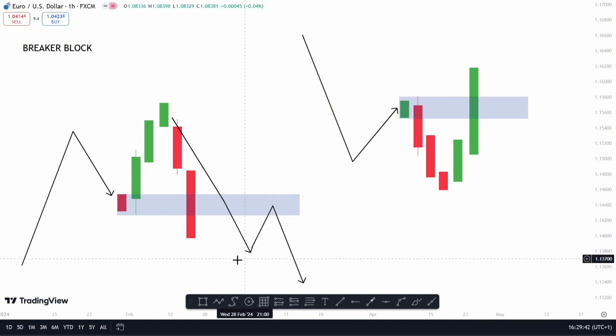It's that simple. Your support turns resistance, your resistance turns support. When it comes to SMC, your order block turns breaker block, just like that. I hope you get what I'm saying easily. It's as simple as that, no two ways around it. It's literally the point of interest for an opposite trade.